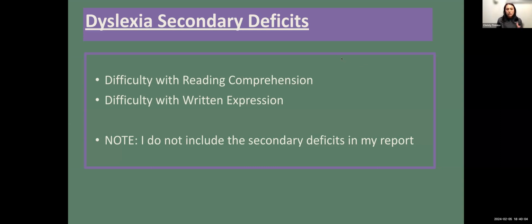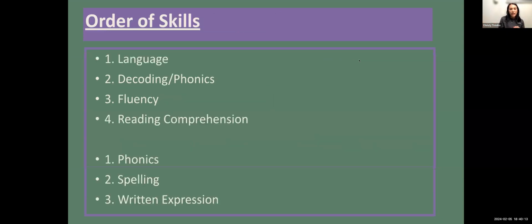As far as the order of skill, I included this information because on every single student that I test with, on my next slide, is the order of skill. I look at their language, and then their decoding and phonics, and then their fluency, and then their reading comprehension. I look at where the student is struggling. If they're going to struggle in decoding and phonics, they're definitely going to struggle in fluency and reading comprehension. We also see that in phonics, spelling, and written expression.